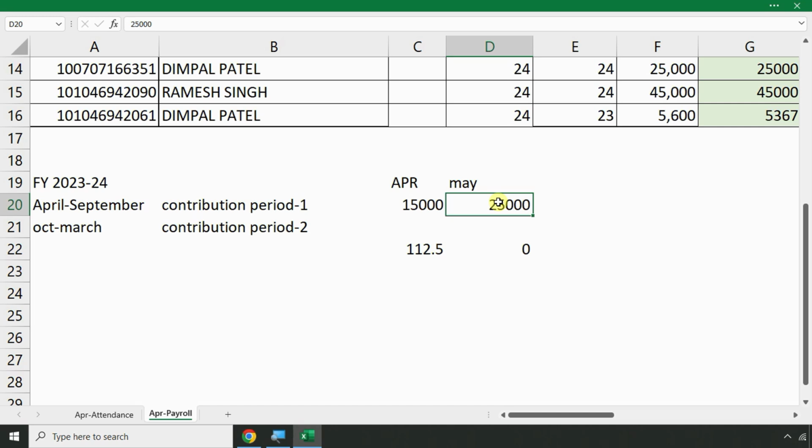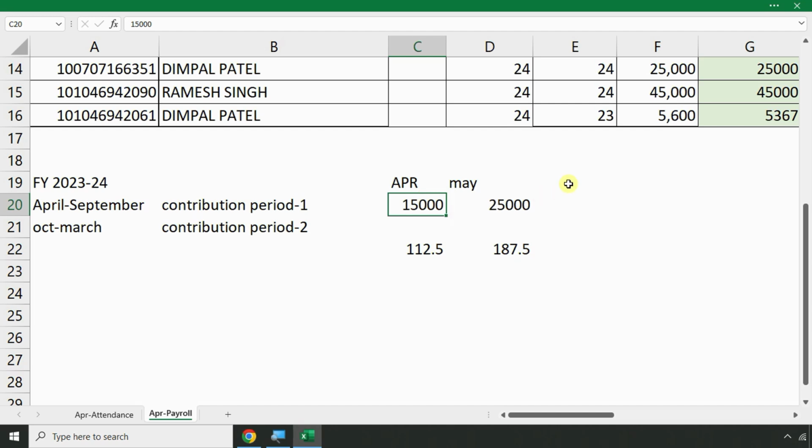Our employee's April salary is 15,000, our employee's May salary rapidly increased to 25,000, but still you need to deduct ESI, 0.75%. So how much? Even though salary is more than 21,000, you need to deduct ESI because he is eligible in the first month. He will remain eligible for the total contribution period. Not the whole year, the first 6 months.